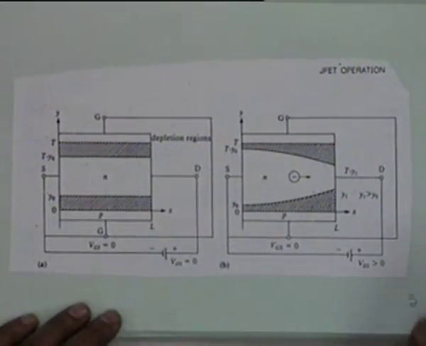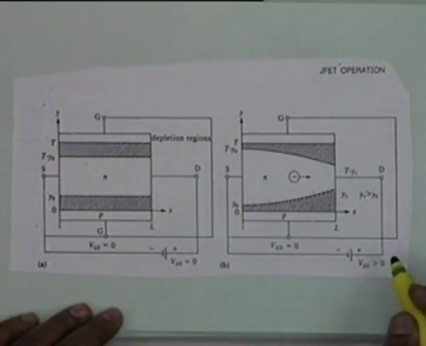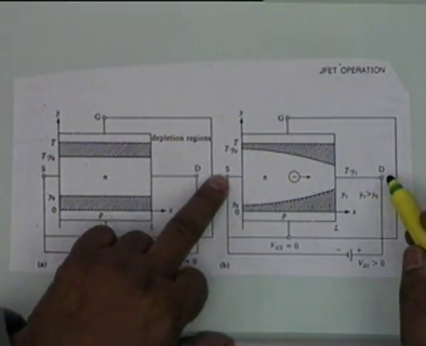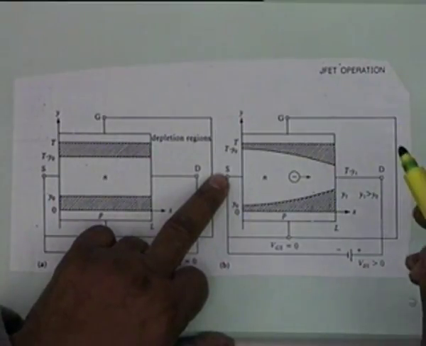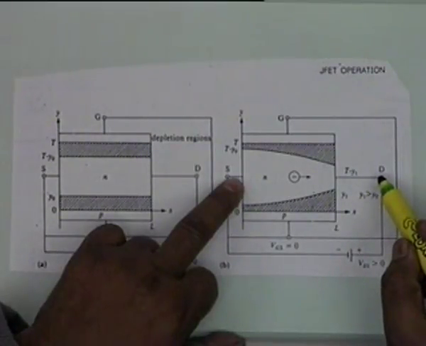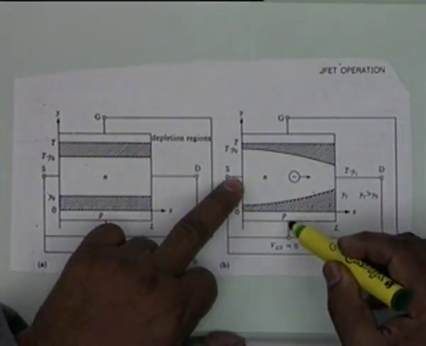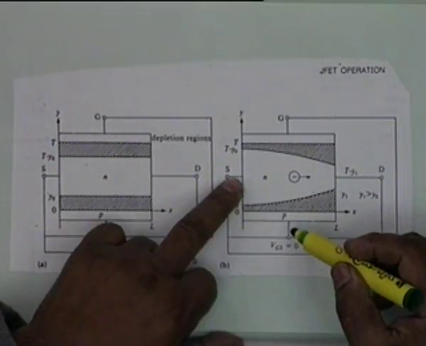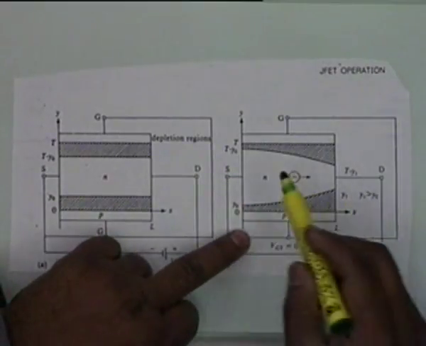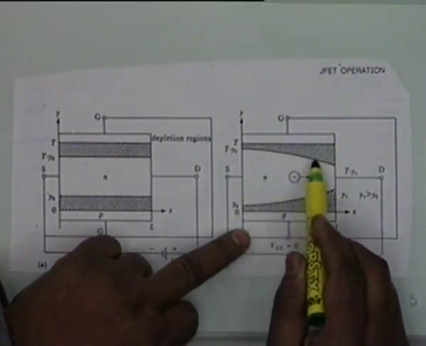Now suppose VGS is retained at 0, but VDS is increased to a few volts. A small voltage is applied between the source and the drain with this polarity. Then what will happen is the reverse bias increases from source to drain. You understand this? Because the n-type material is positive and the p-type material is at 0, the relative voltage is negative in the p-n junction, and therefore this is reverse bias. Reverse bias increases as we go along the channel, and therefore the depletion region becomes modulated like this.